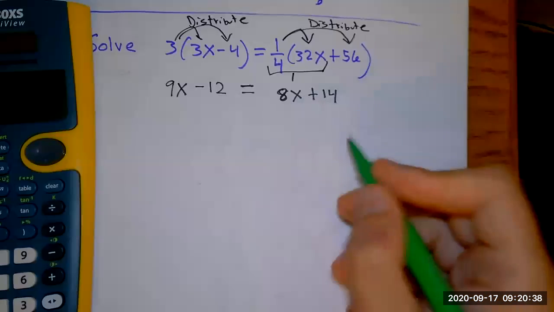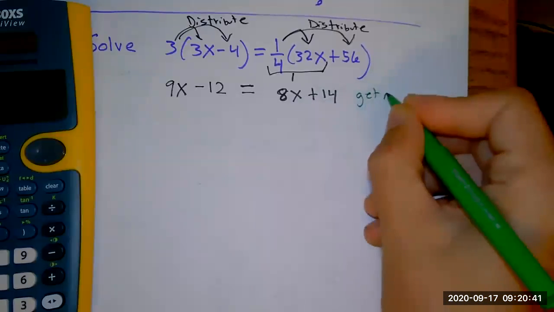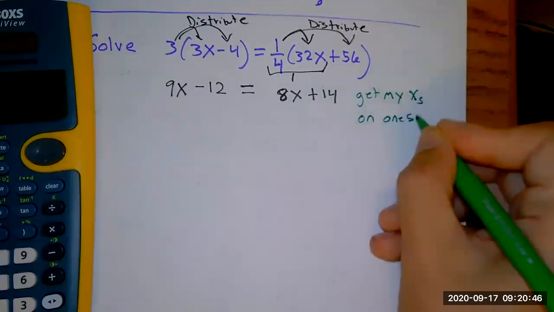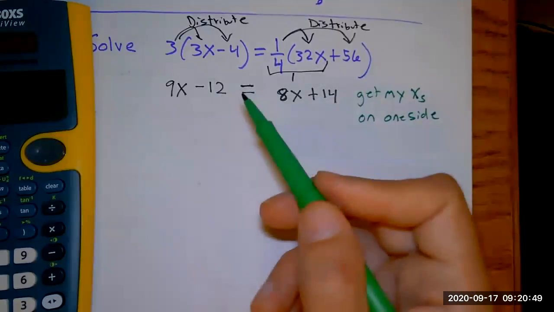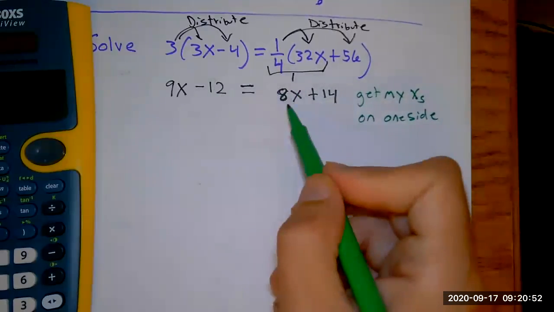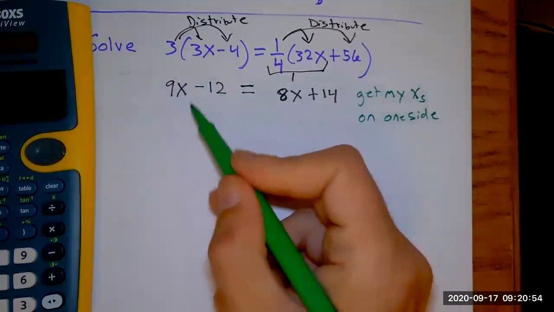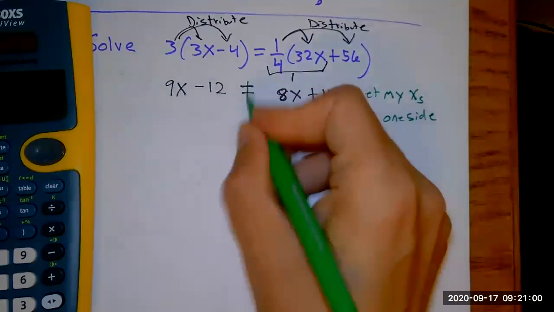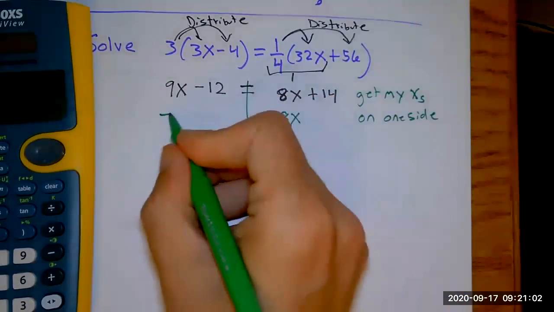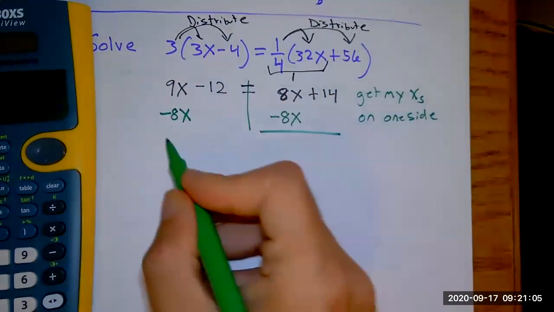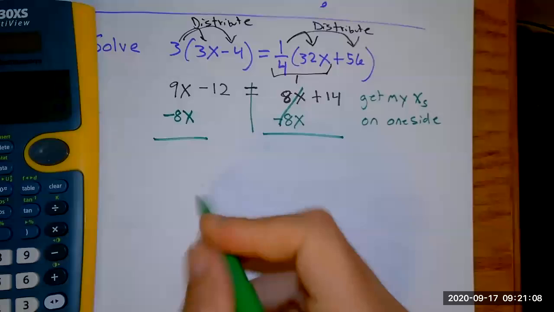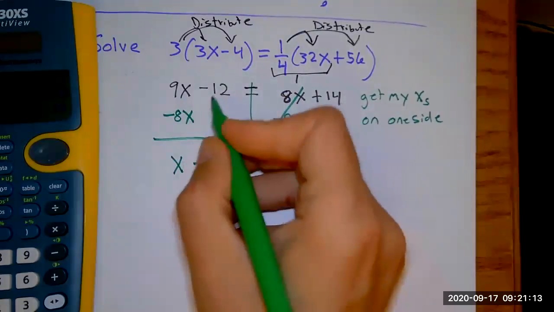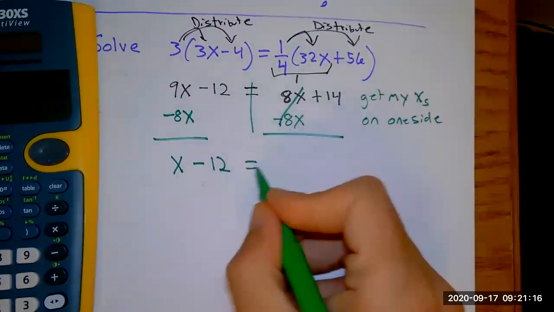Well, I don't have my x's on one side. So I want to get my x's on one side. Okay, now I'm going to pick my side based on what side has the most x. So I take a look. This side has 8x. This side has 9x. Well, 9 is bigger than 8 because they're positive. So I'm going to go ahead here, and I'm going to subtract 8x. Okay. So 9 minus 8 is just 1x. The negative 12 is still here. That equals 14.